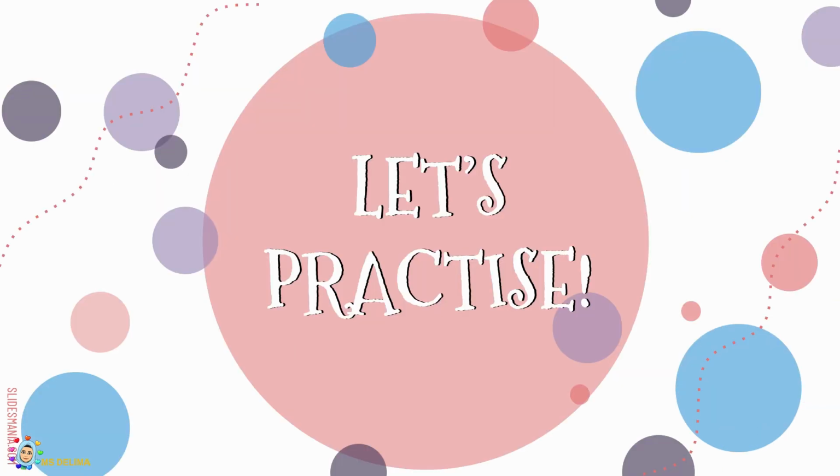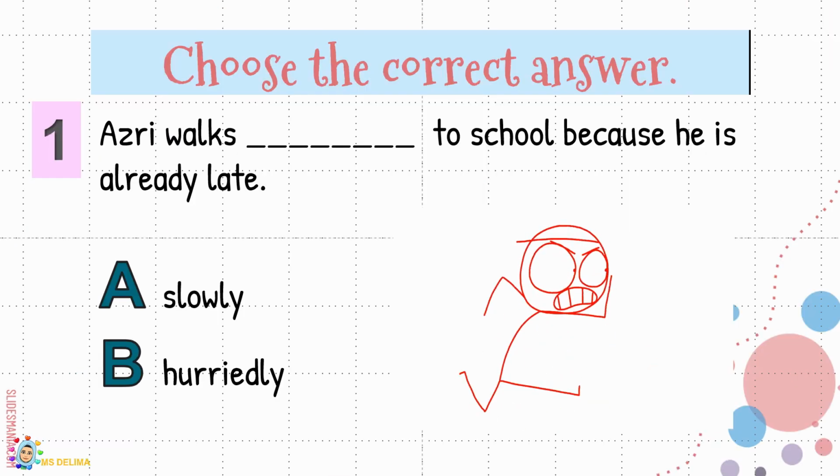Now we are going to do some practices. We will test your understanding about this lesson. Okay, let's start. Choose the correct answer. The first question is, Azri walks to school because he is already late. Let us look at the video. How does he walk? Does he walk slowly or does he walk hurriedly?